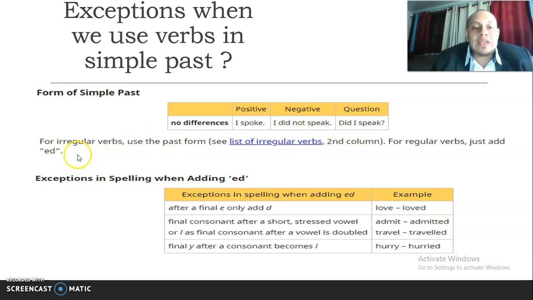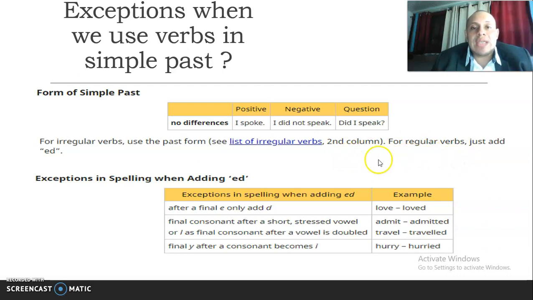So let's see, for irregular verbs, use the past form, and I attach into our lesson plan around 200 verbs, the most regular ones that you may handle. For better usage, it's better that you know them by heart if you can. If not, it will be awesome if you can go ahead and check them or have them handy. The irregular verbs are pretty much the second column on the list.